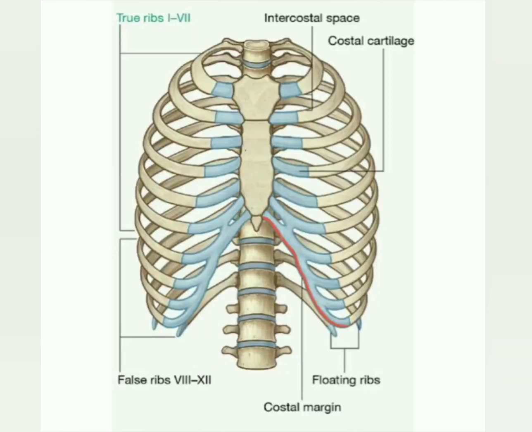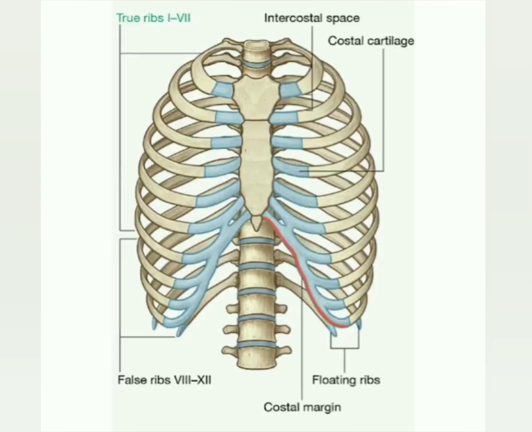Thoracic cage is an osteocartilaginous cage that helps in increasing and decreasing the volume of the thoracic cavity, which is very much required for the exchange of gases during the process of respiration. Talking about its boundaries, posteriorly we have the 12 thoracic vertebrae, anteriorly we have the sternum, and on the lateral sides we have 12 pairs of ribs.